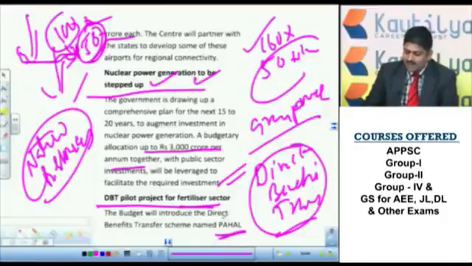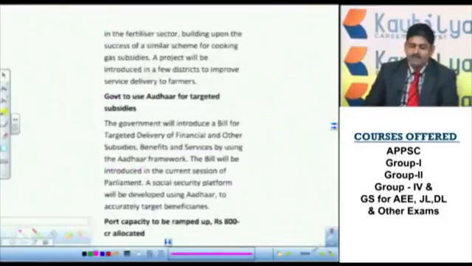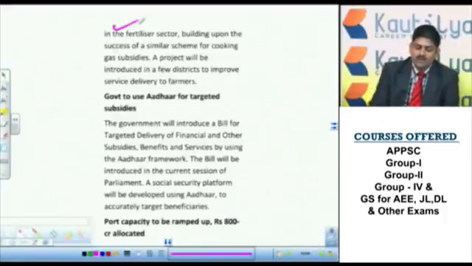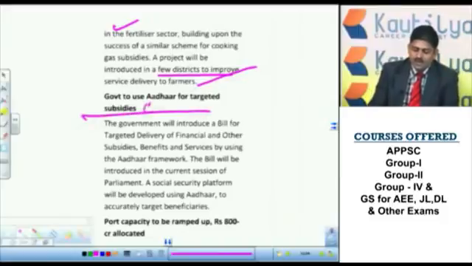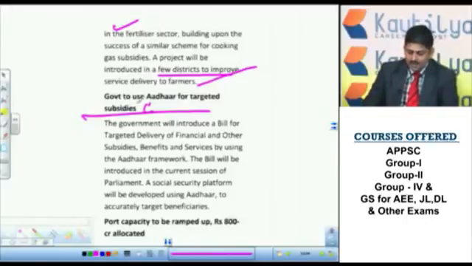The PAHAL scheme I already discussed, providing gas to the people. It is already being implemented for gas under the name of PAHAL. Right now it is being implemented in the fertilizer sector. In a few districts it will be improved, using Aadhaar in order to get the subsidies. That means by linking with Aadhaar, leakage can be controlled.